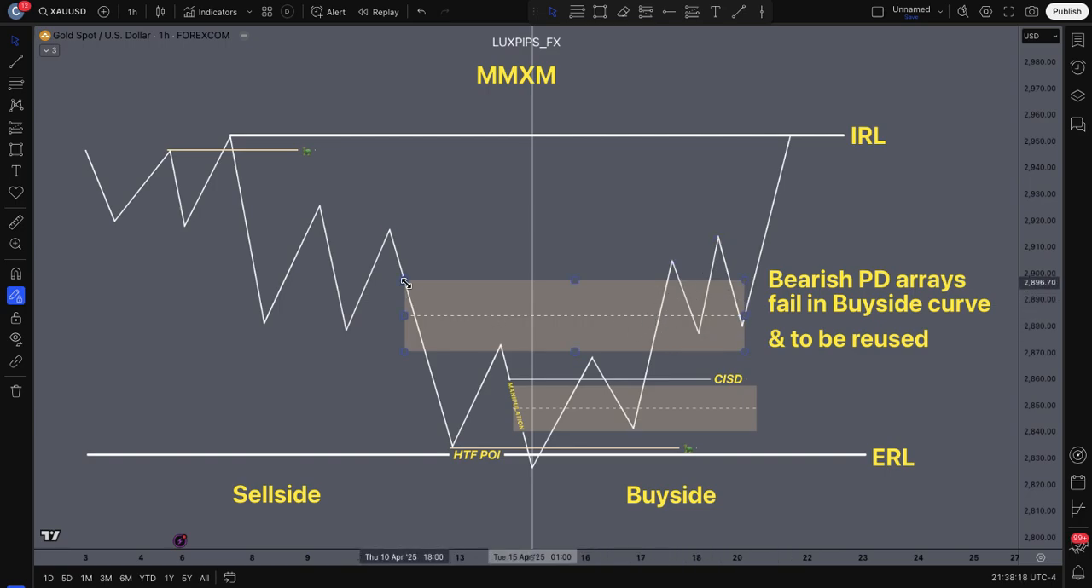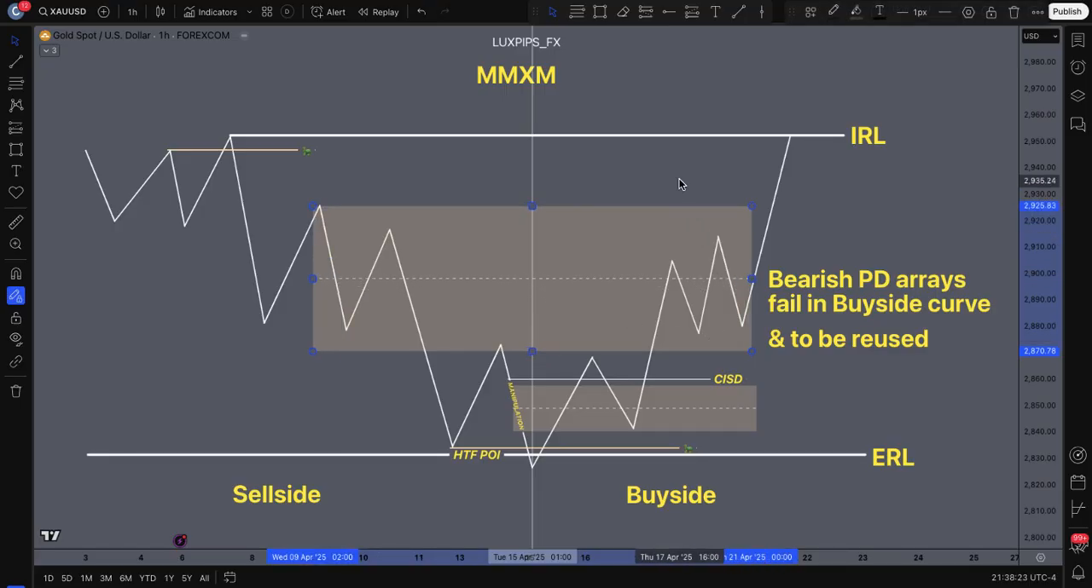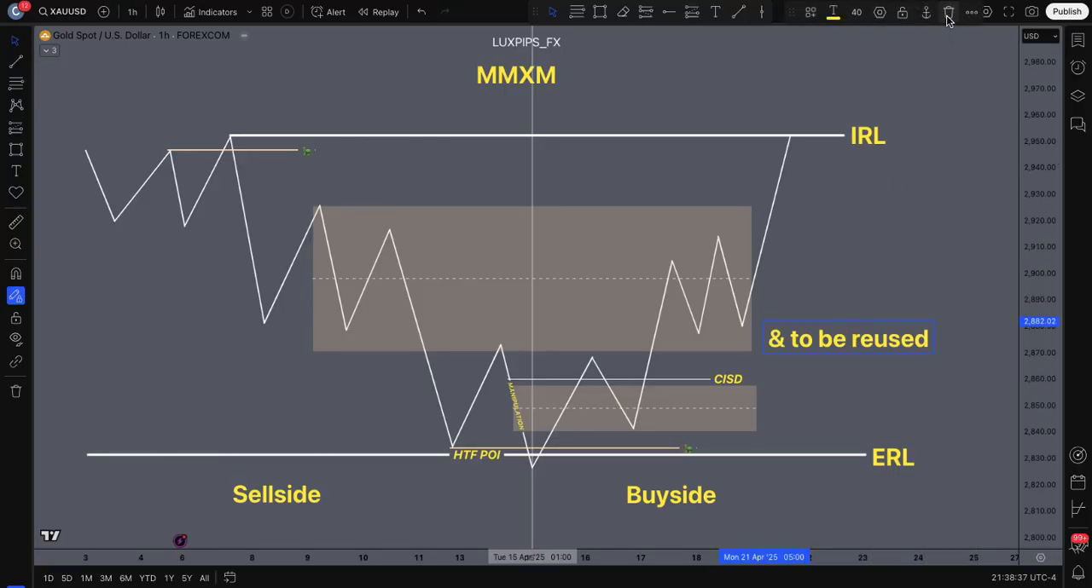Also another thing to know is you're mostly going to see accumulation in your buy side curve in the same area as accumulation on your sell side curve. This is another nice way to gauge price and expecting it to do something that you've already seen happen before.